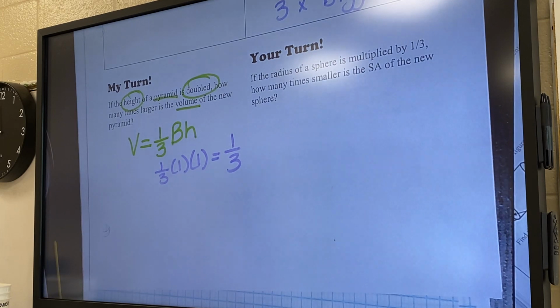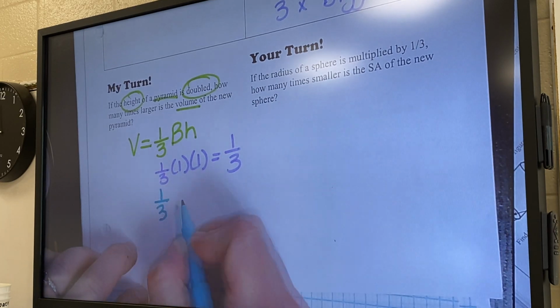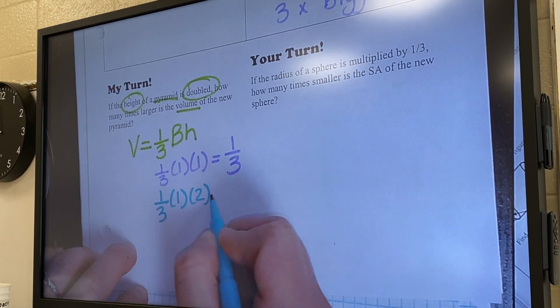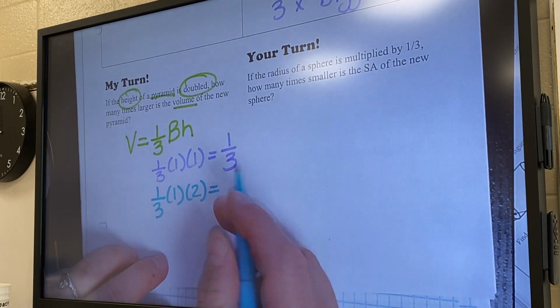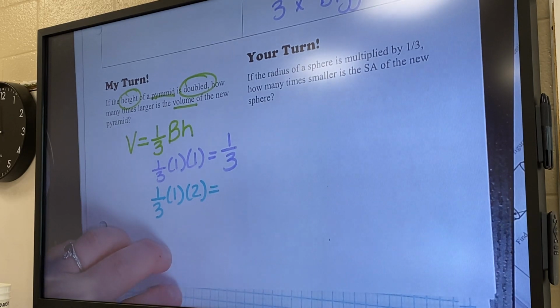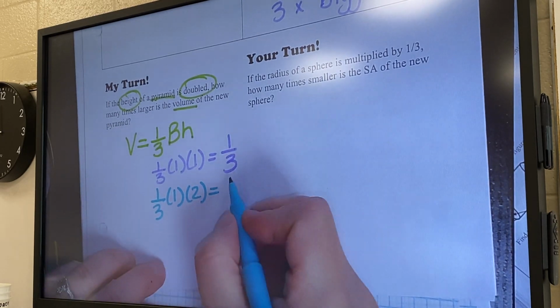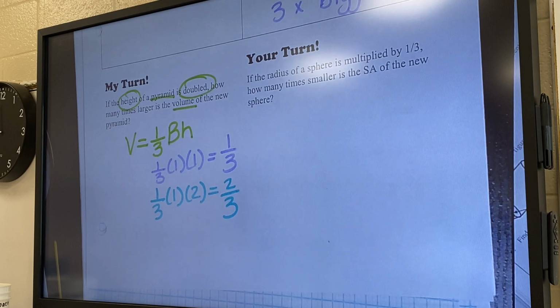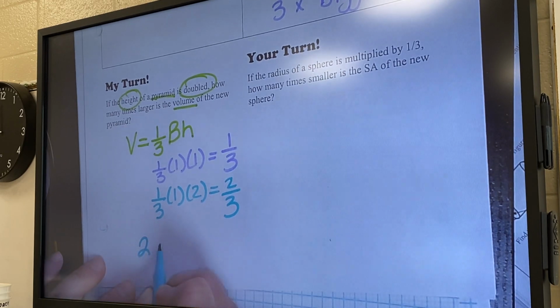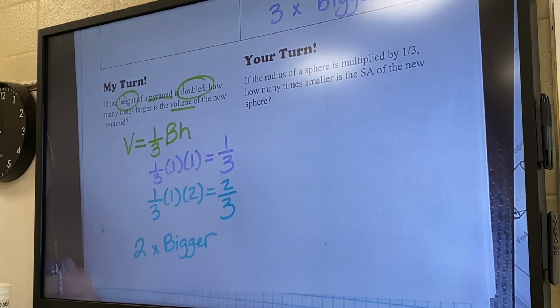The second time, we're going to double the height. So what am I going to plug in for the height? 2. So 1/3 times 1 times 2, which is 2/3. Very good. So what do I multiply to go from 1/3 to 2/3? Times 2. So it's 2 times bigger. Or larger. Whichever word you prefer.